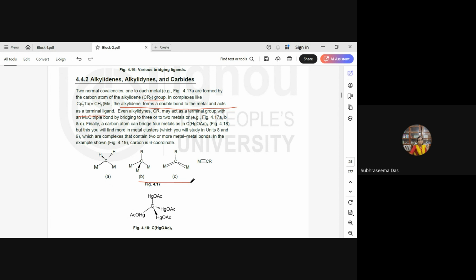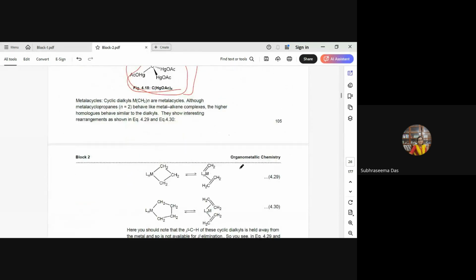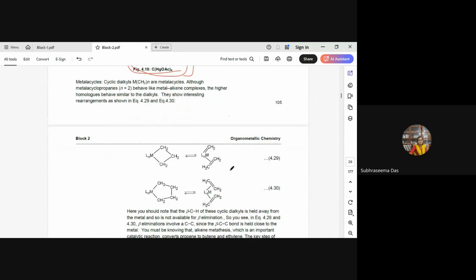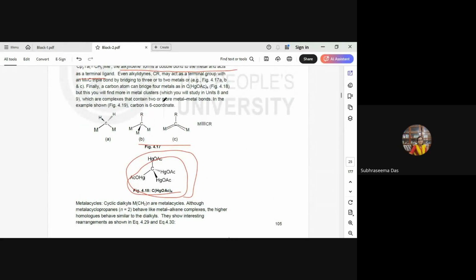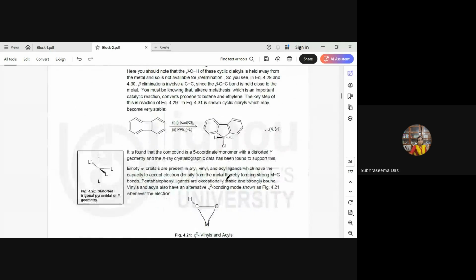Here in figure 4.17b and c, alkylidyne has been shown. So a carbon can also bridge with four metals, as has been shown in figure 4.18. We see that the carbon here has bridged to four metals. So here we mostly call them clusters rather than complexes. Here we can see figure 4.19. We can also see that the carbon is also six coordinate.